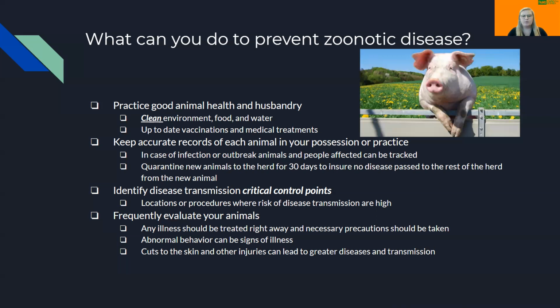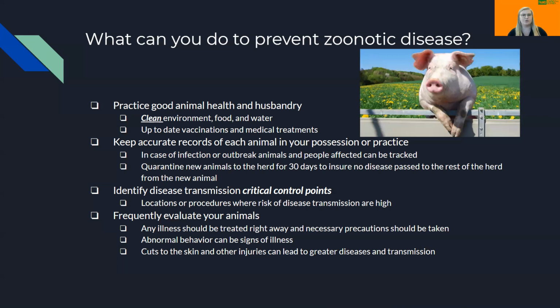Frequently evaluate your animals. If you're with your animals every day, feeding them, keeping them clean, changing their bedding, you can notice, hey, I don't think my pigs are healthy. One has not been eating, or it's been sleeping all day, or this is not normal. We talked about normal animal behavior. It's not normal for them. This is an illness that we need to address.